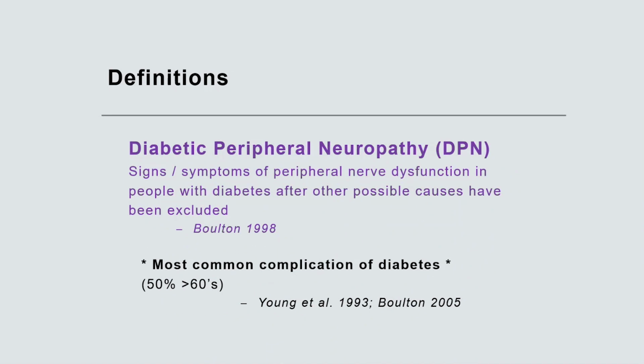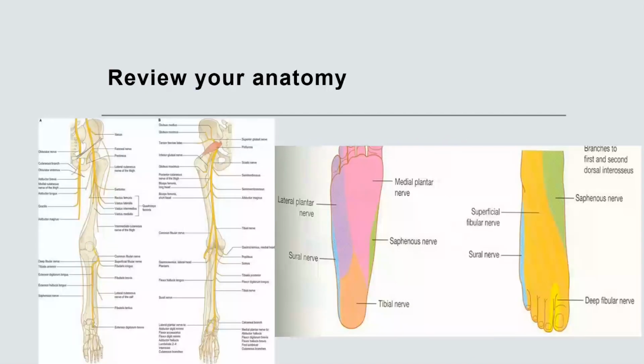And that's why I've put a definition of diabetic peripheral neuropathy up here nice and early in our presentation. So that is signs and symptoms of peripheral nerve dysfunction in people with diabetes after all other possible causes have been excluded. So, yes, it's the most common complication of diabetes. And we know that in people over 60 years, about 50% will develop diabetic peripheral neuropathy. But actually, again, it's really important to be able to look at the other potential causes, of which there are many. And I'm going to do my best to simplify within this session.